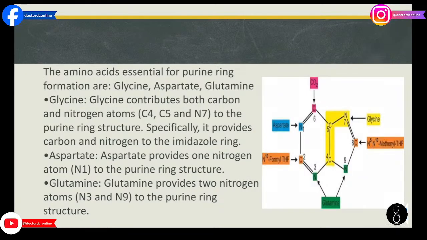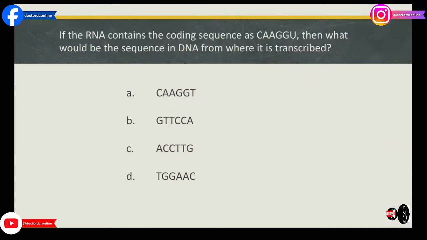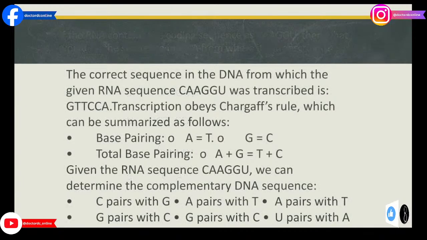In question 37, if the RNA code is CAAGGU, what is the DNA template? Option A, CAAGGU. Using base pairing rules, the DNA sequence is GTT-CCA. The correct answer is option B, GTT-CCA.